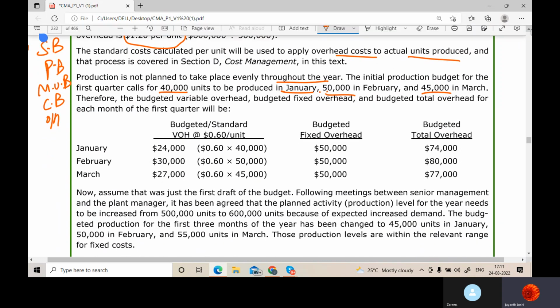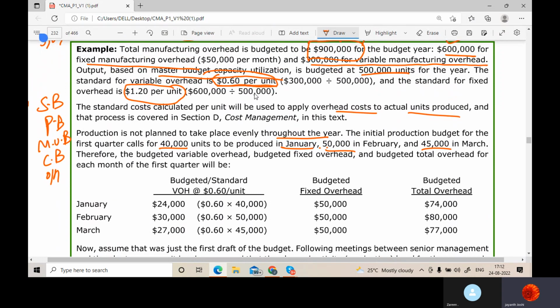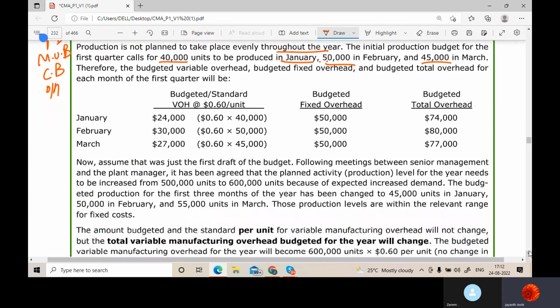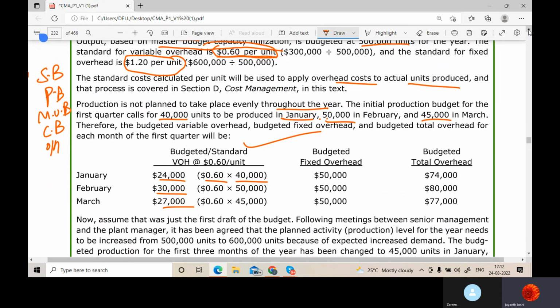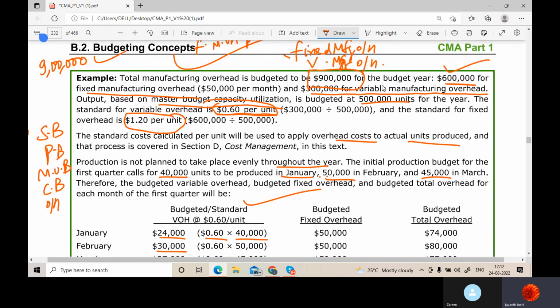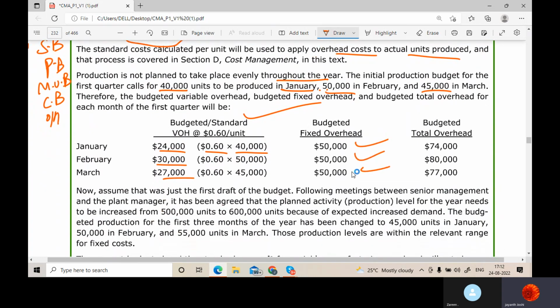So division is not required because we have already found out the variable overhead per unit. So we'll directly multiply the variable overhead per unit with the number of units. We got the amount in all the 3 cases. This was variable, and fixed will always be fixed. Okay, budgeted fixed overhead is $50,000 per month. It's given monthly. Okay, it won't change. So your total overhead is this, correct?